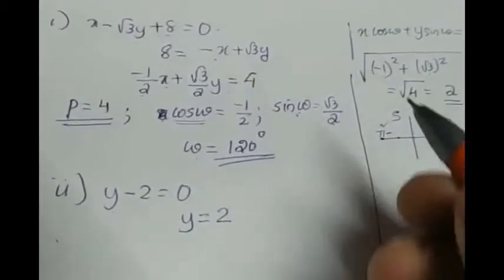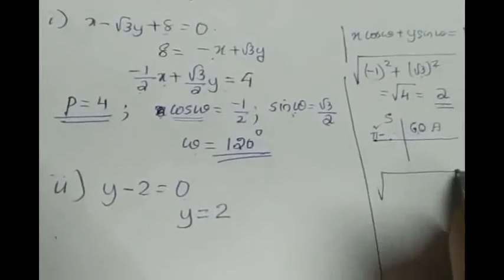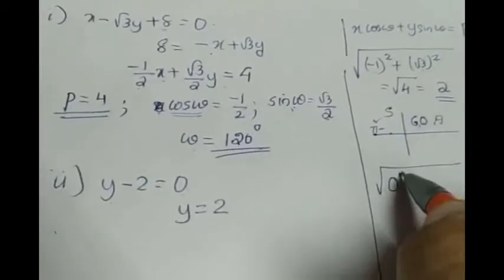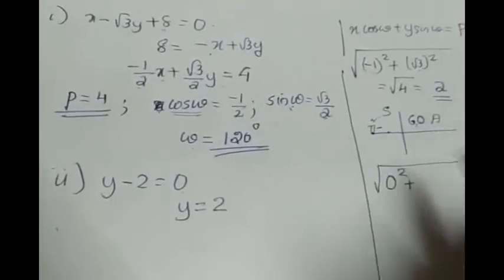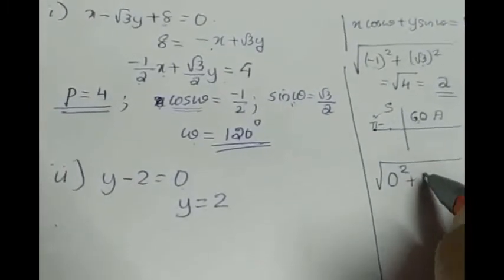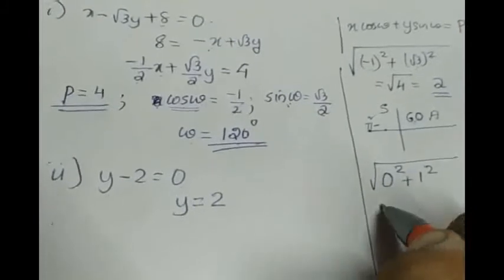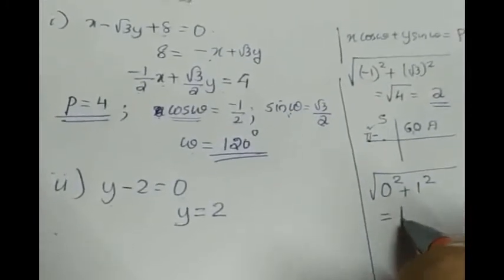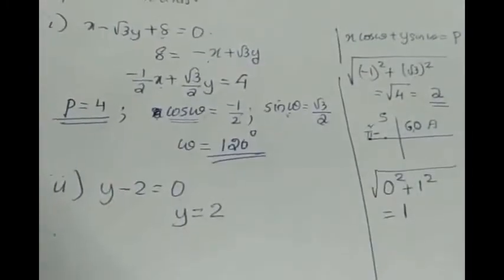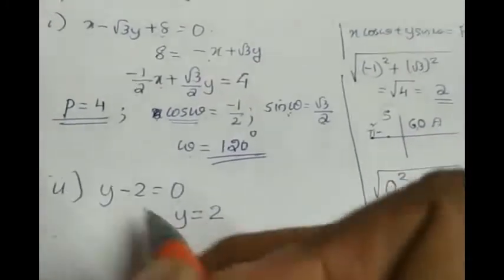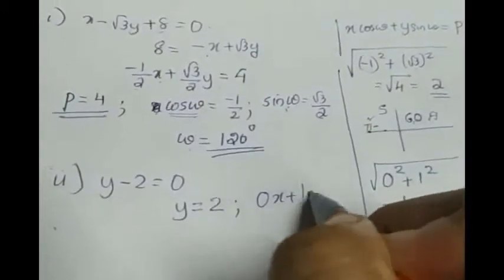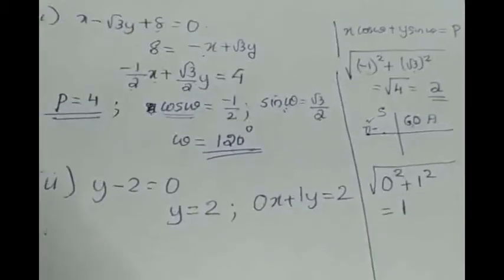What is the next step? We have to take the square root of the x coefficient squared plus the y coefficient squared. The x term is not there, so the coefficient of x is 0. 0 squared plus the coefficient of y, which is 1, squared. 0 squared plus 1 squared gives you the value 1. The root of 1 is 1 itself, so dividing throughout by 1 leaves the equation the same. If you want, you can rewrite it as 0x plus 1y is equal to 2.